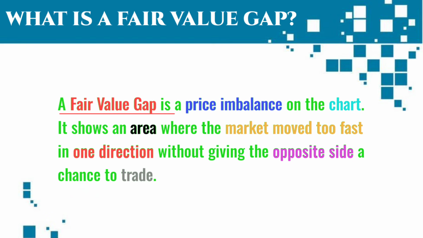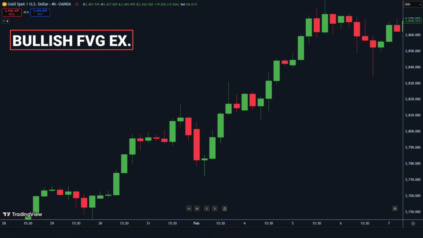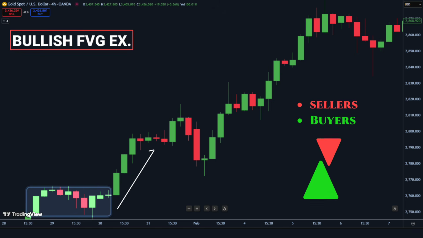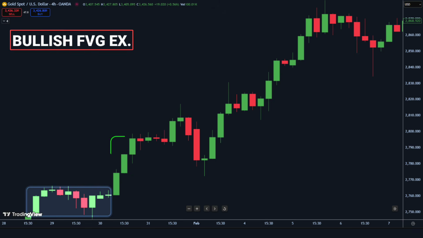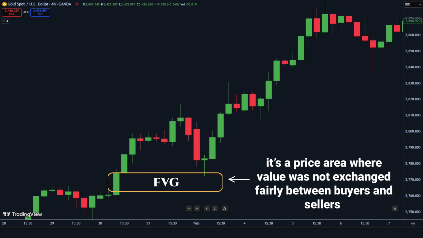What is a fair value gap? A fair value gap is a price imbalance on the chart. It shows an area where the market moved too fast in one direction without giving the opposite side a chance to trade. Think of it like this. Imagine price explodes upwards. Buyers were so aggressive, price skipped over certain levels without letting sellers trade back. That creates an imbalance. That gap between candles is the fair value gap. In simple words, it's a price area where value was not exchanged fairly between buyers and sellers.